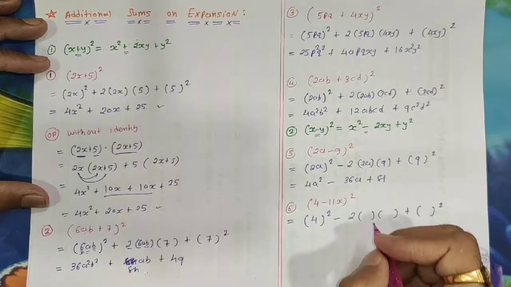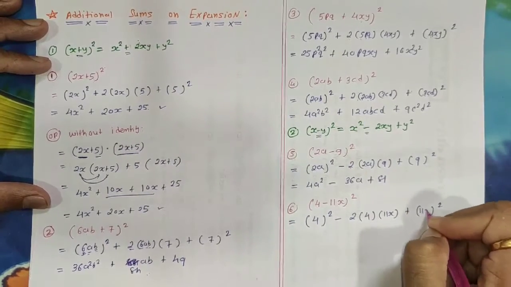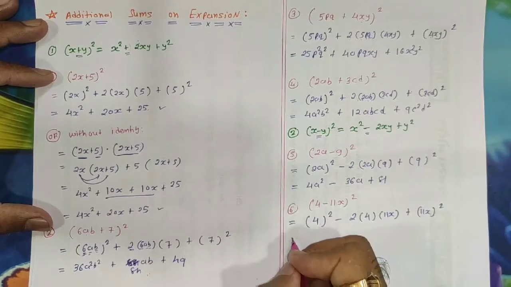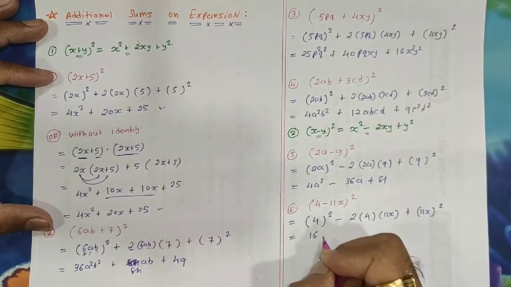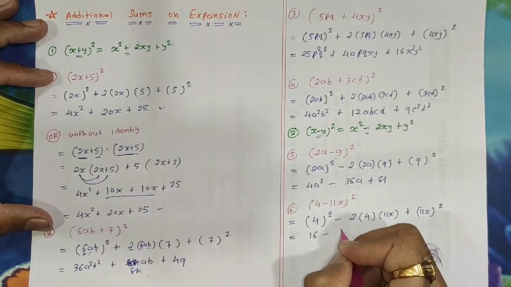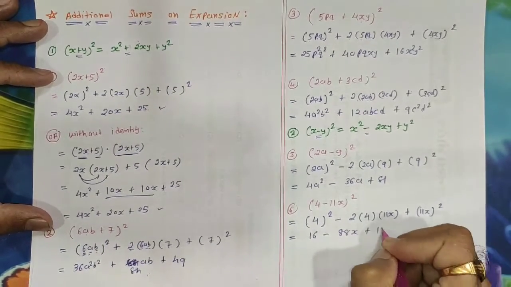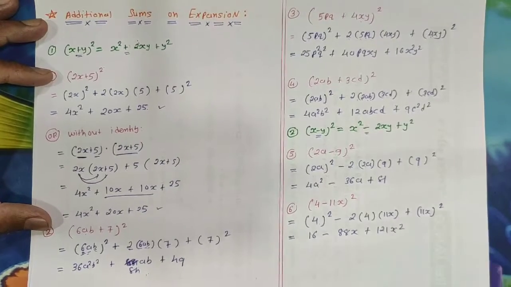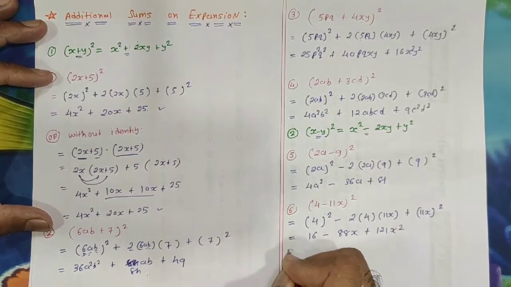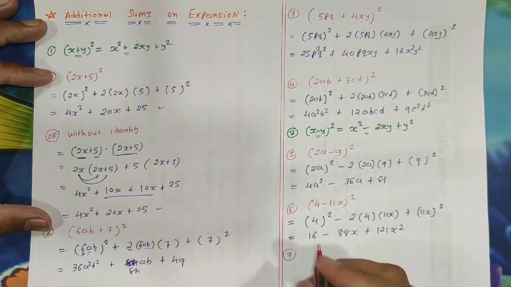So here you have to put 4. It's a 4, 11x and 11x. First term square minus 2 into first into second term plus second term square. So 4 square, it's 16. 11 4s are 44, 2s are 88x, plus 11x whole square, 121x square is the answer. Clear?